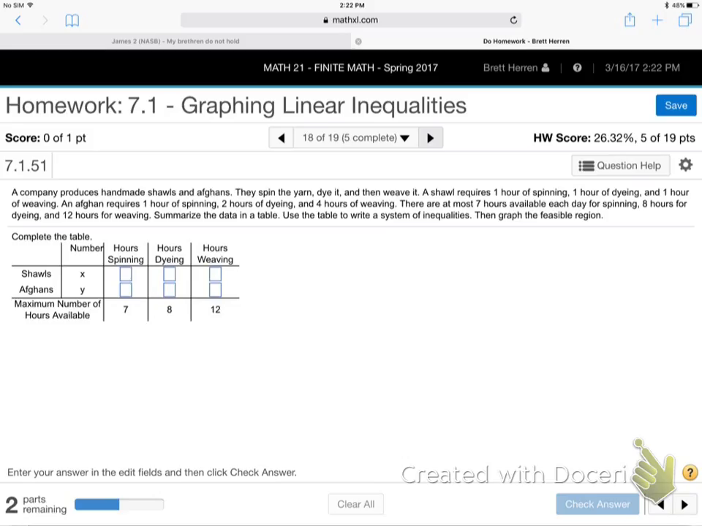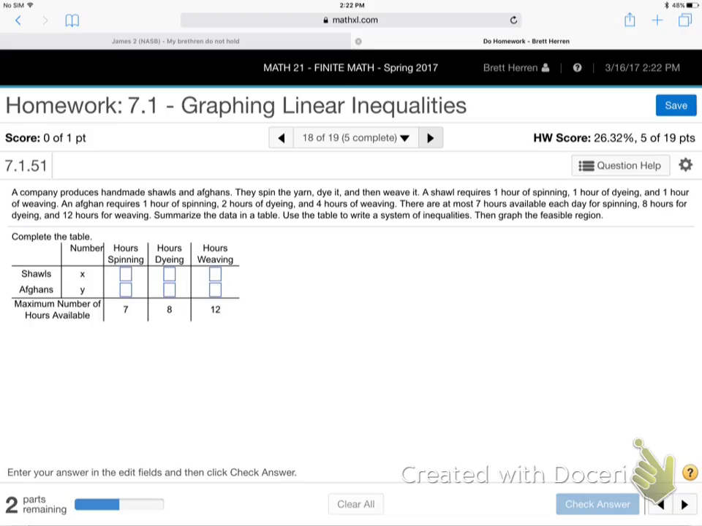All right, so here's the word problems. Here's where we'll see this in the real world. All right, so a company produces handmade shawls and afghans. They spin the yarn, dye it, weave it. A shawl requires 1 hour spinning, 1 hour dyeing, 1 hour weaving. An afghan requires 1 hour spinning, 2 hours dyeing, 4 hours weaving. There are at most 7 hours available each day for spinning, 8 for dyeing, 12 for weaving. Summarize the data in the table. Use the table to write a system of inequalities. Graph the feasible region. All right.